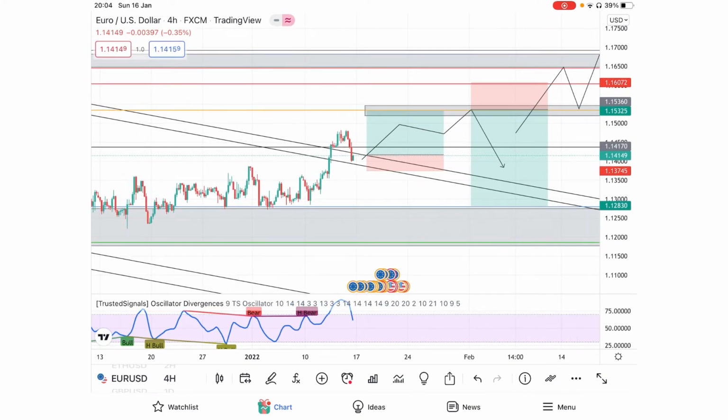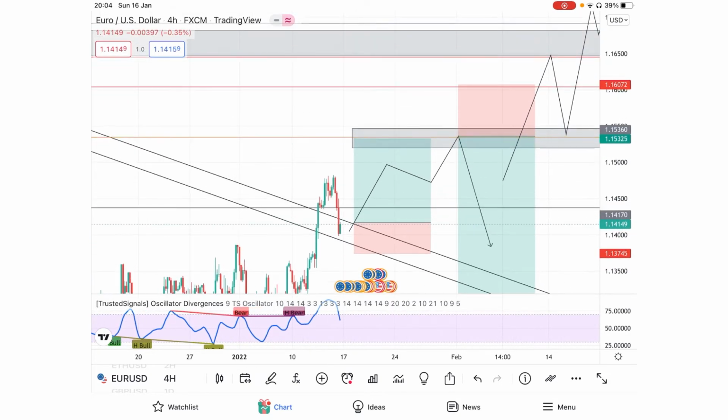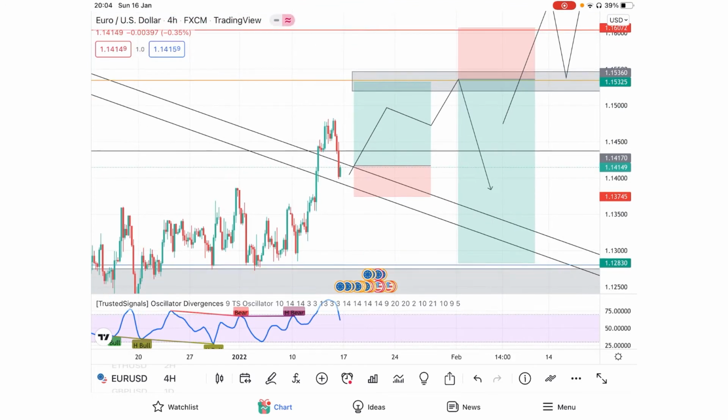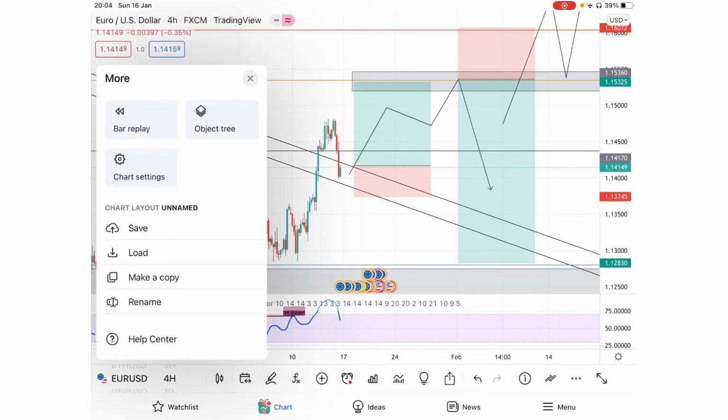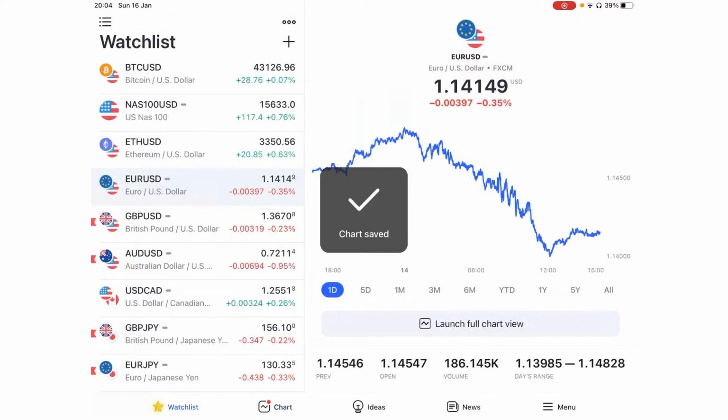You just got to keep it simple. Some good confluences will be to take a look at the oscillator as well to see where it's at, you know. That's also helpful. And yeah, this could be some possible entries on EURUSD. Now let's move on to a next pair.